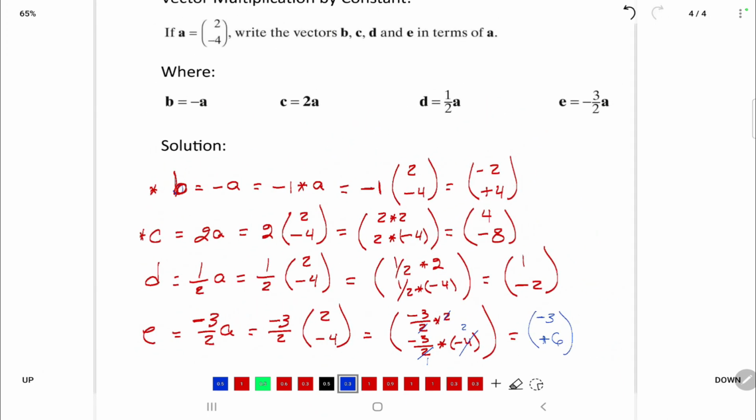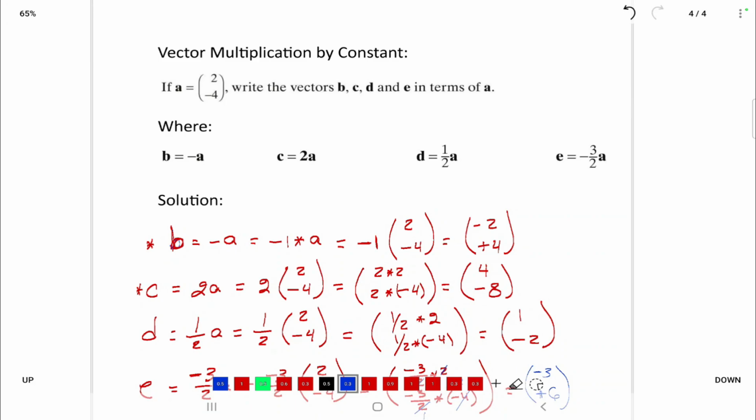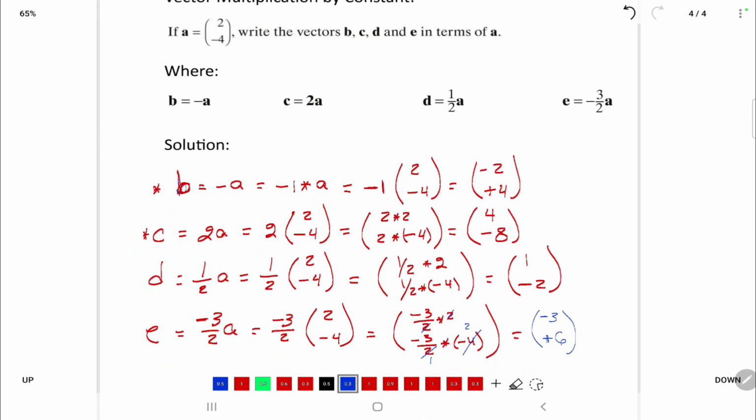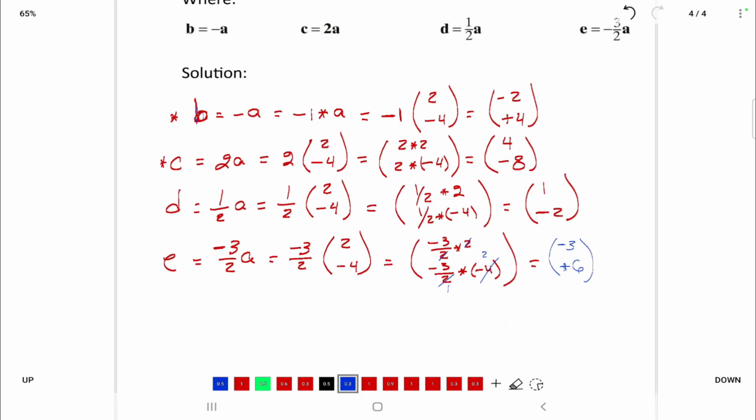So this is E. In this case, we say that A is multiplied by a constant. Okay. Now another example.